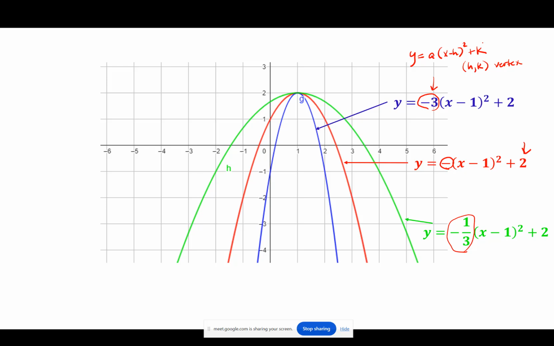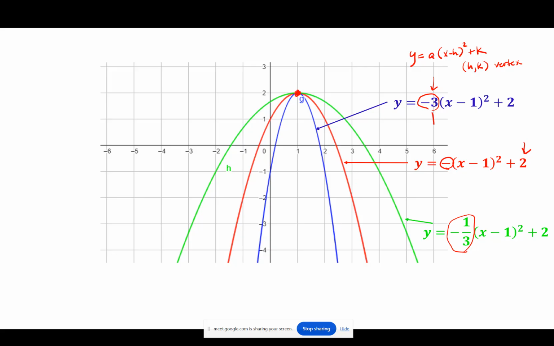But if a is a number other than 1 or negative 1, the parabola will be wider or narrower than normal. So you can see here that for the blue parabola, we have y equals negative 3 times the quantity x minus 1 quantity squared plus 2. All right, this has the vertex (1, 2), and it opens down because that 3 is negative. But now the parabola is skinnier than normal.